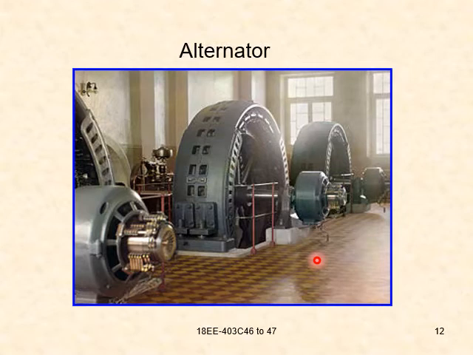So these are the practical alternators you can just observe in the generating stations. In the alternators we have two types: salient and non-salient, that is projected poles and smooth cylindrical. So these are projected poles type of alternators.